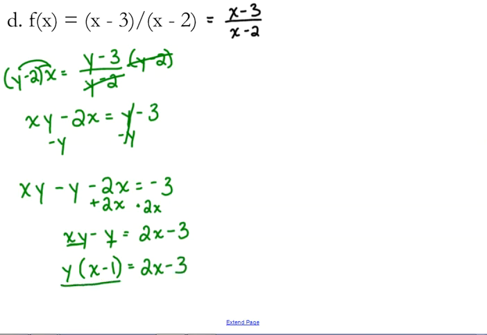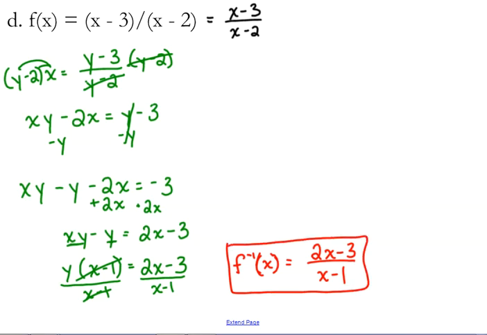And now I'm ready for my last step. To get y by itself, it's being multiplied by x minus 1. So I can divide both sides by x minus 1. So I get my inverse function is 2x minus 3 over x minus 1. My inverse function is 2x minus 3 over x minus 1.